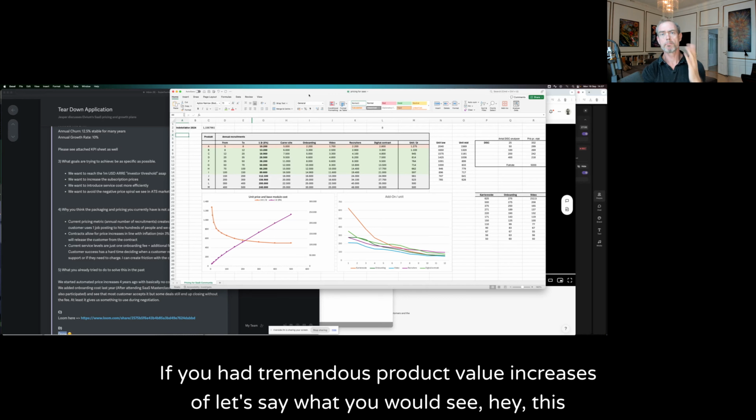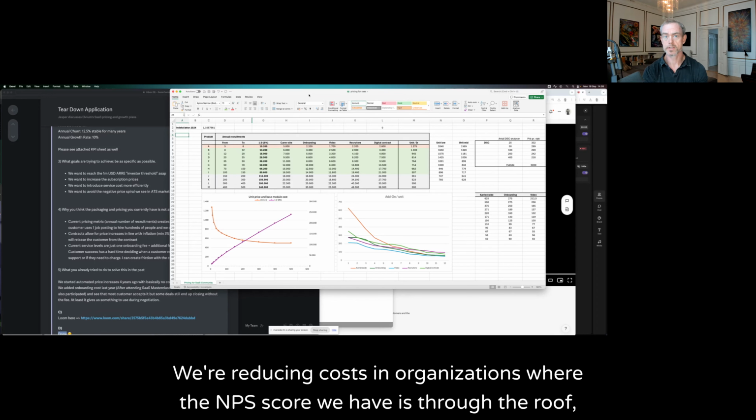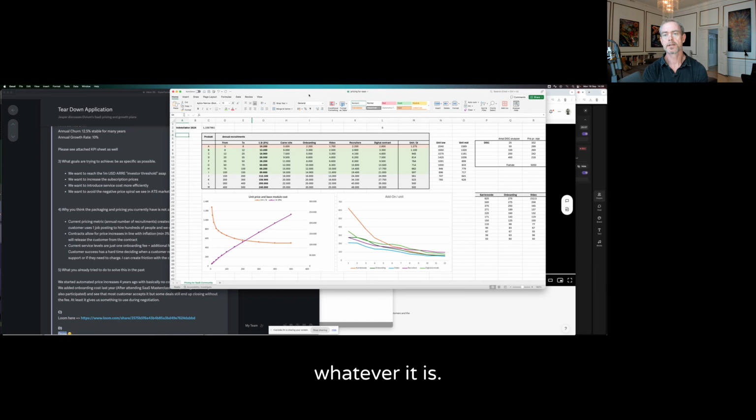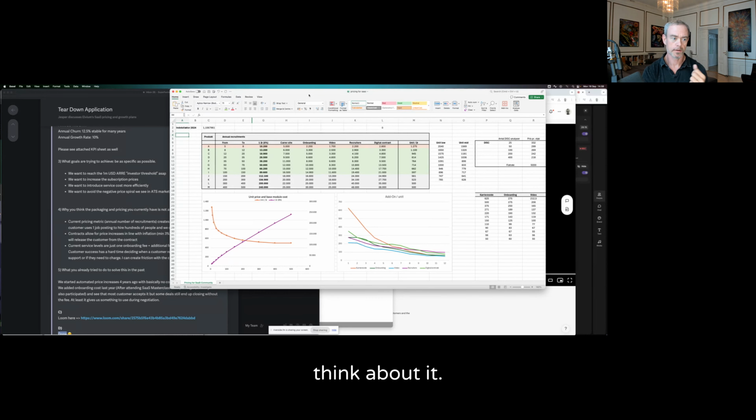If you had tremendous product value increases, you would see, hey, this product is at least 30% more valuable than it was last year because we're moving candidates through 30% faster, we're reducing costs in organizations, the NPS score we have is through the roof, whatever it is, and competitors are still standing still, then you just take the full 30% plus inflation.